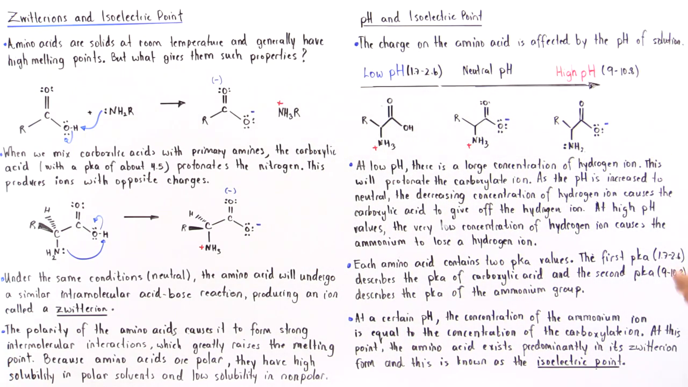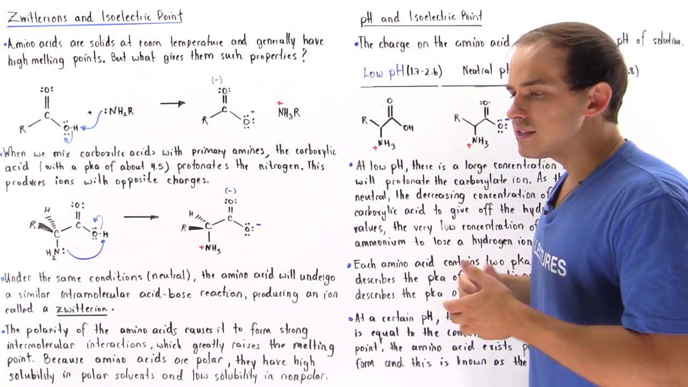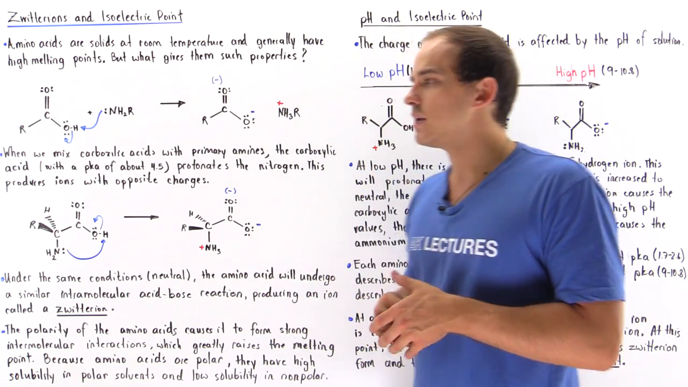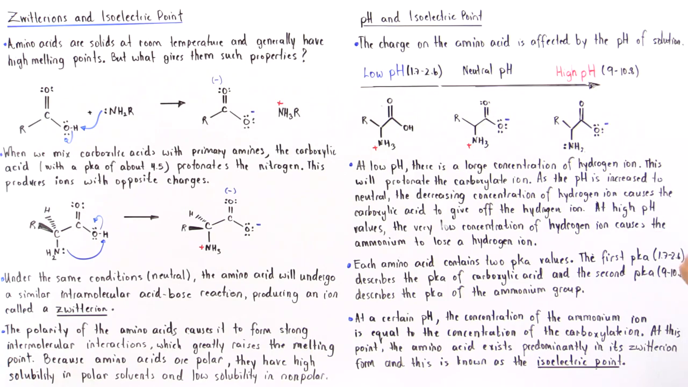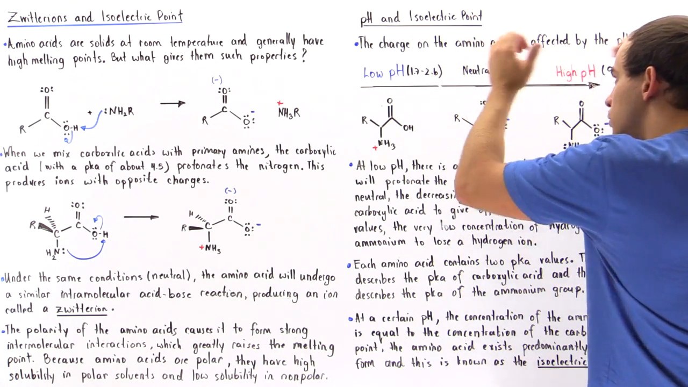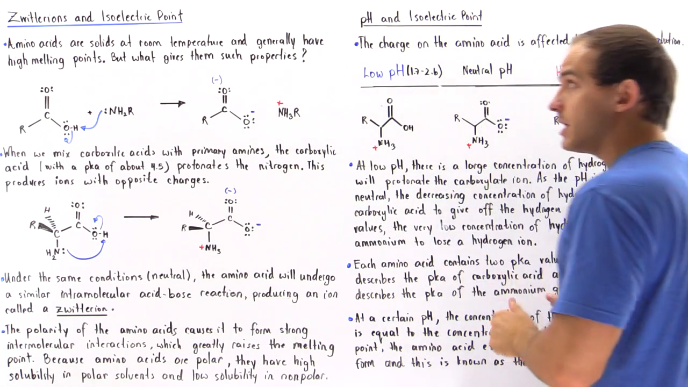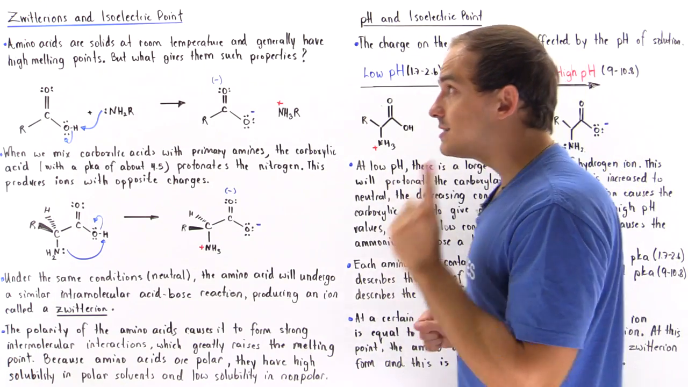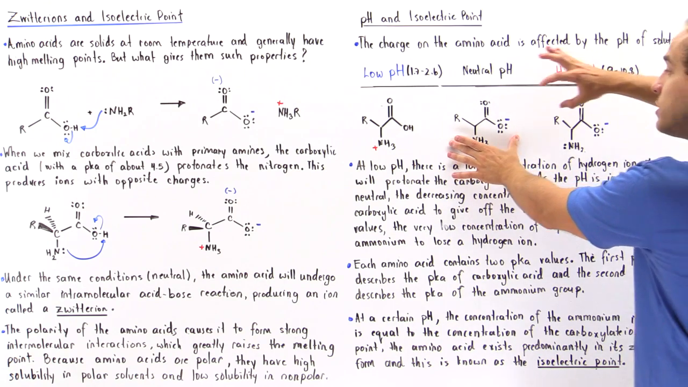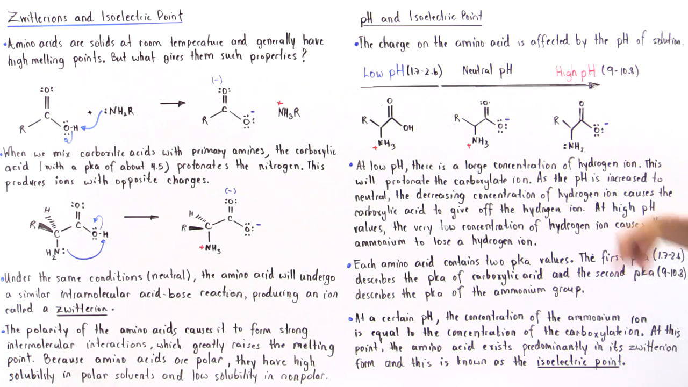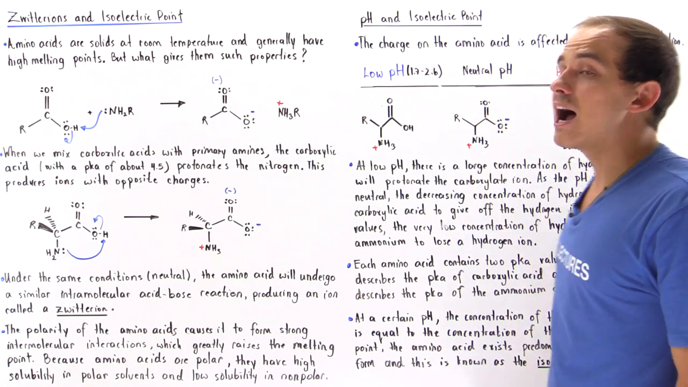A high pH means we have a low concentration of hydrogen ion in our solution. So acidic, neutral, and basic. So we see that in neutral conditions, as we mentioned earlier, our amino acid exists predominantly in its Zwitterion form. So we have a negative charge on the oxygen and a positive charge on that ammonium, on that nitrogen.